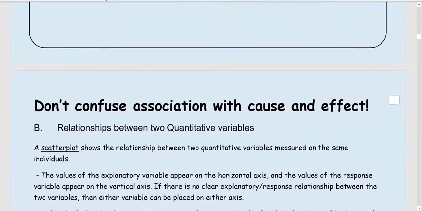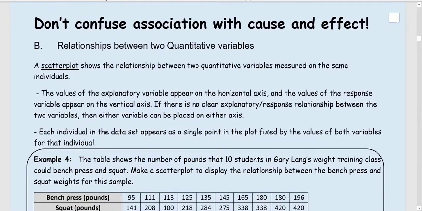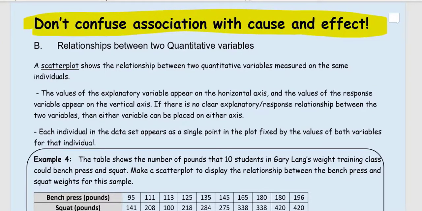Okay, so we're going to move on to the second section of today's notes, and that would be on relationships between two quantitative variables. Now, I do want to point out something extremely important, because it's written in bold right here, and I completely forgot to go over it real quick. Association should not be confused with cause and effect. And we're going to go over this more with different definitions a little later in this unit. So again, don't confuse association with cause and effect.